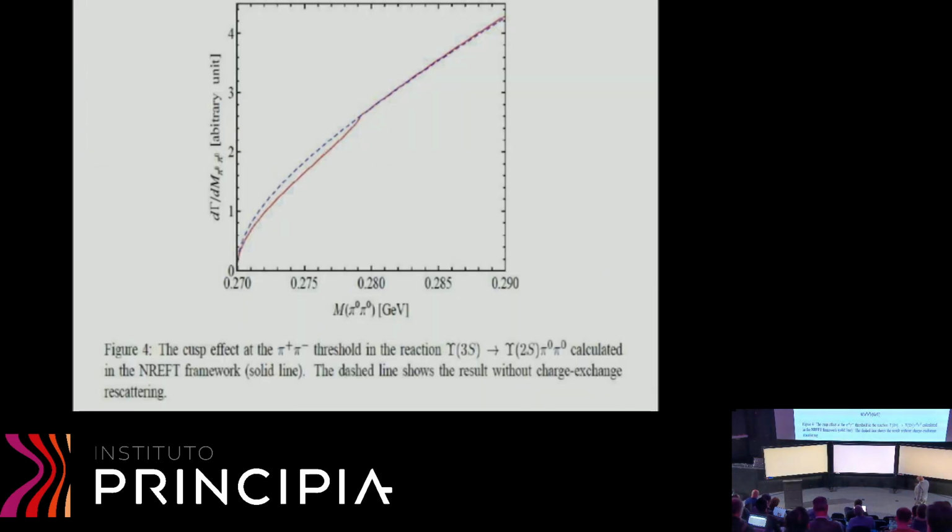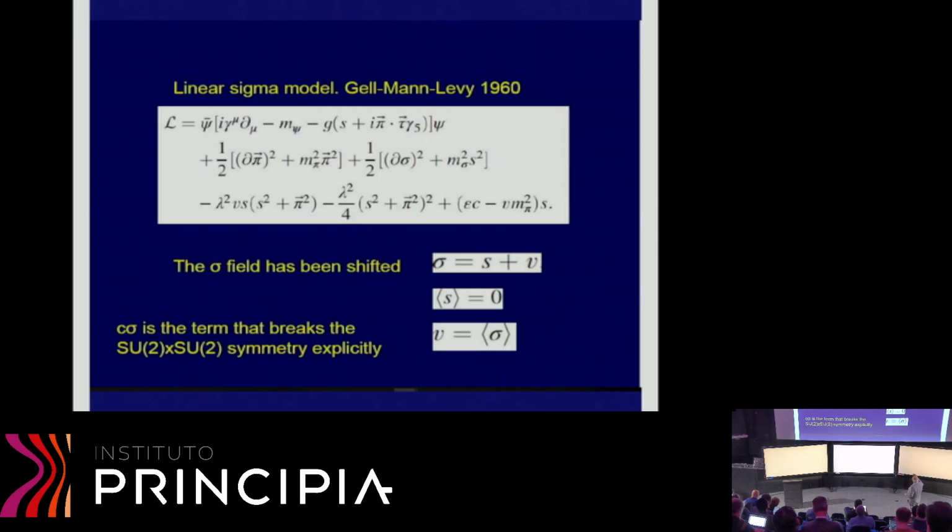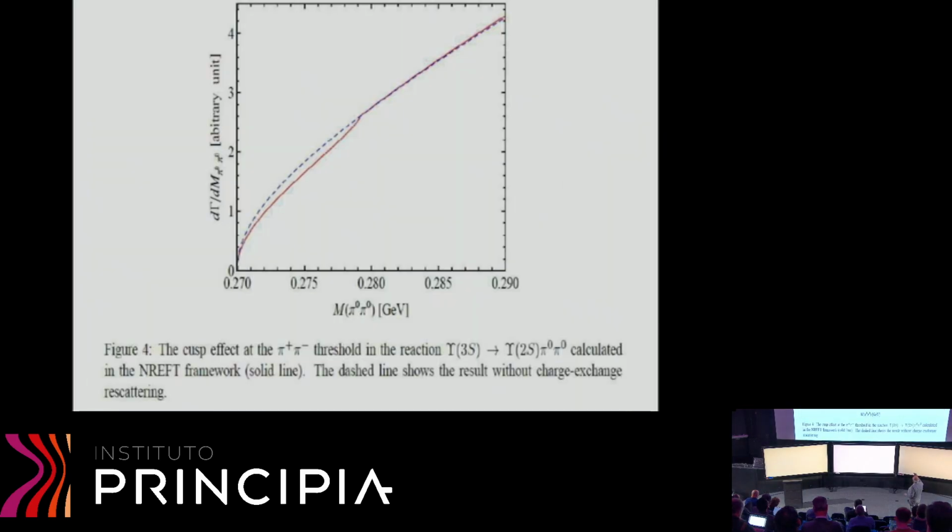That is the distribution of the number of pairs of pions as a function of the invariant mass of the pi0 pi0 system. And you see clearly the appearance of a cusp here, exactly at the point where the pi scattering lengths take place. So these are the measurements. Now let us go into our work.